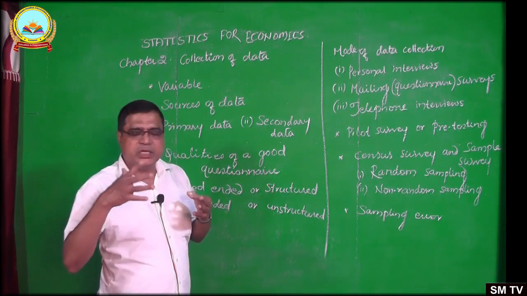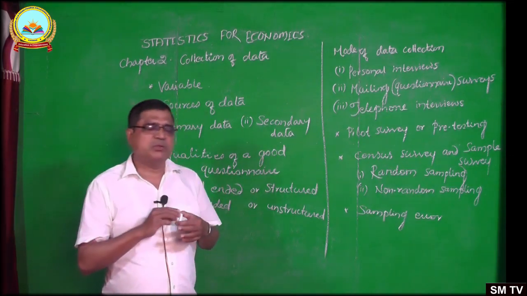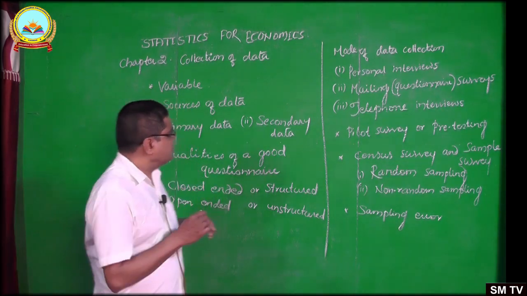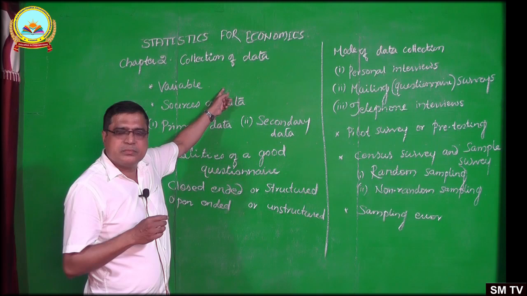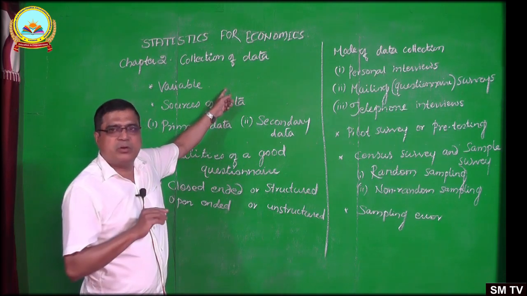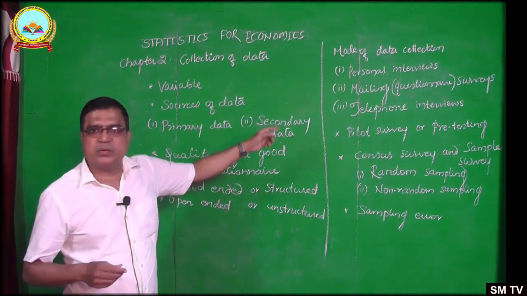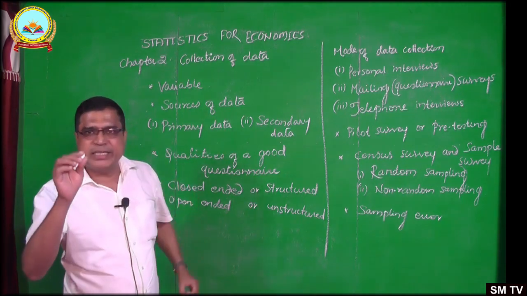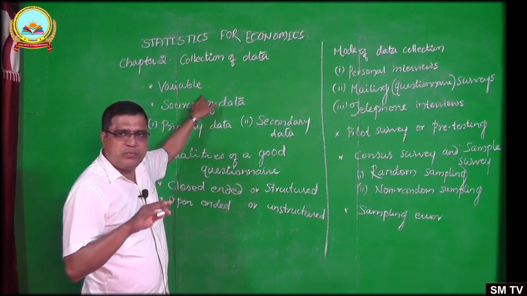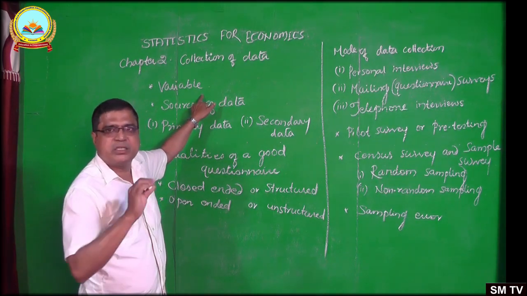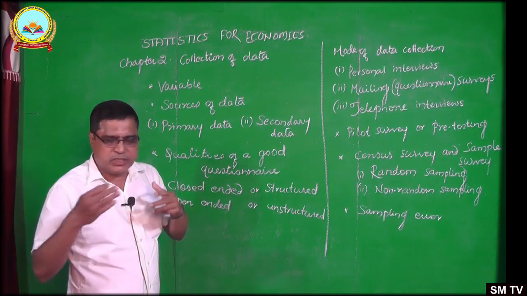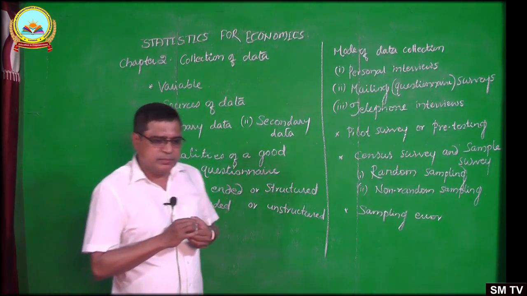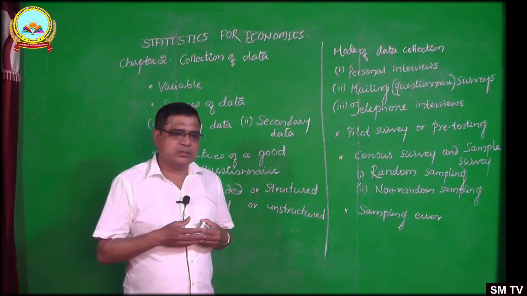Before going into the collection of the data, we have to understand certain concepts. The first concept is the variable. If you know the meaning of the variable, which is used in every chapter afterwards: a variable is a quantity or a thing which assumes different values in a particular study. So that which takes different values is called a variable. This variable is commonly used in statistics.